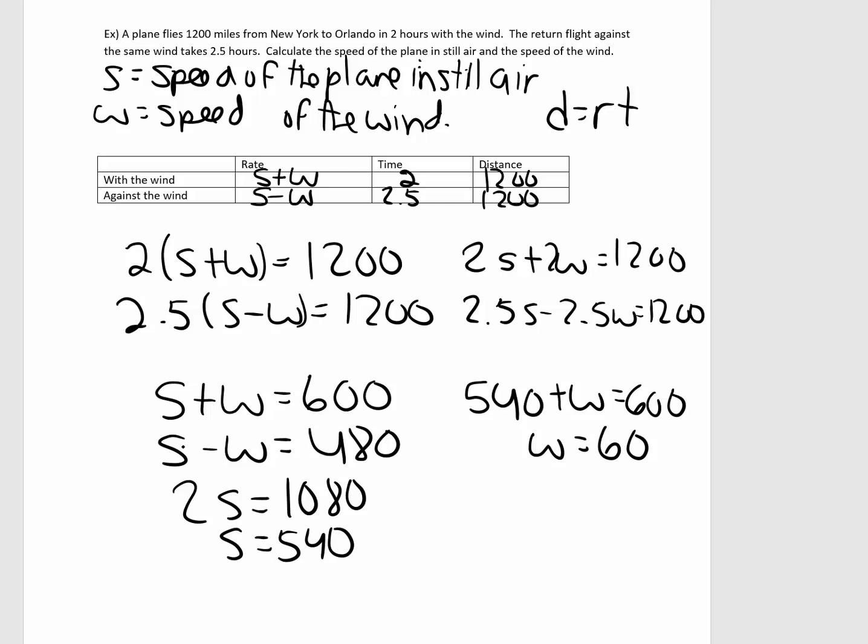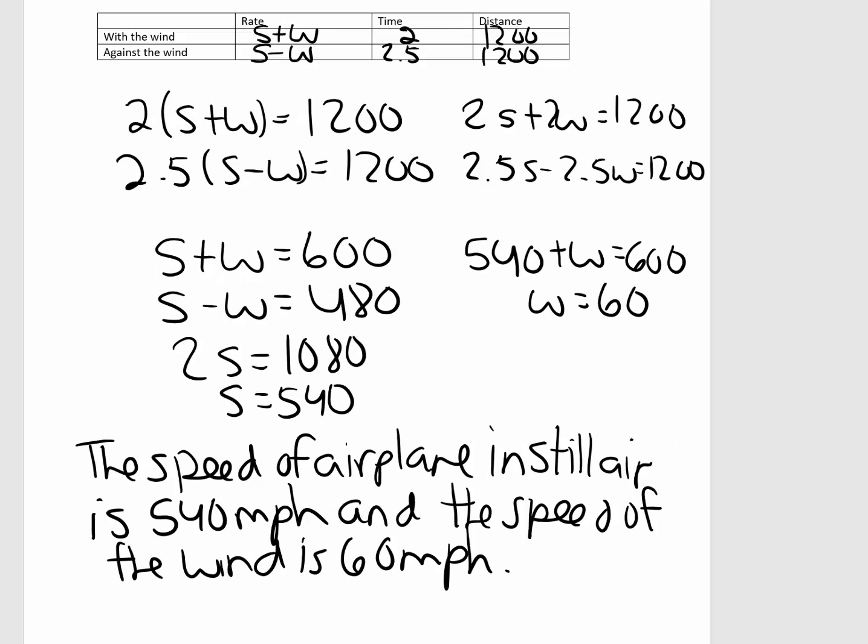So now let's write a sentence to summarize what we just determined here. So the speed of the airplane in still air is 540 miles per hour, and the speed of the wind is 60 miles per hour.